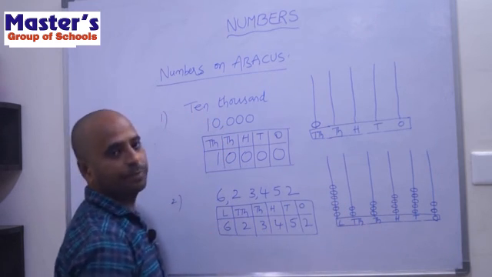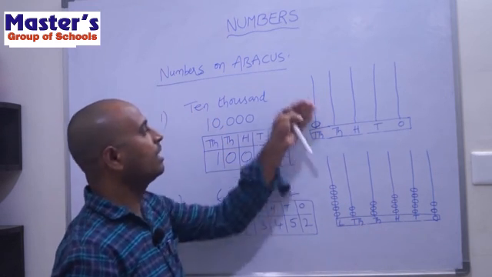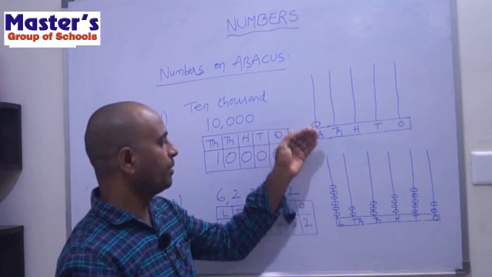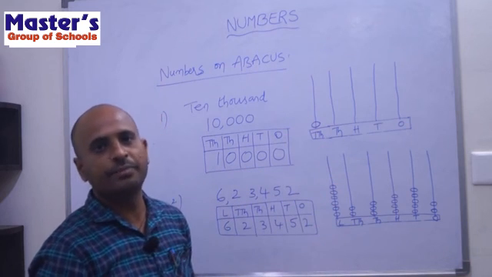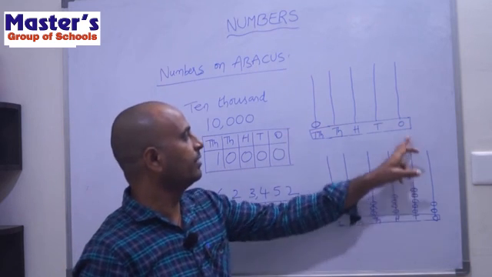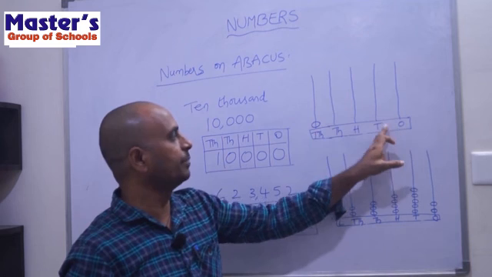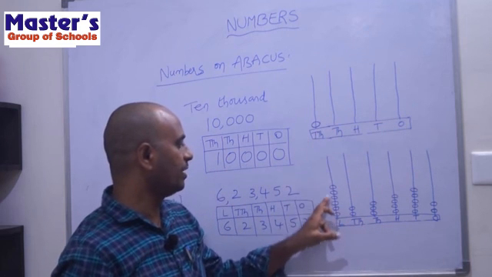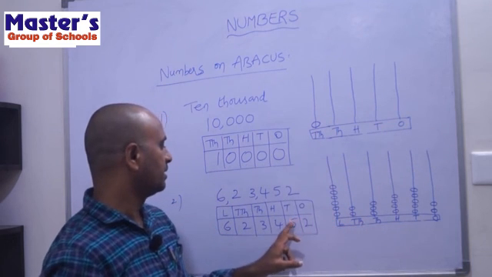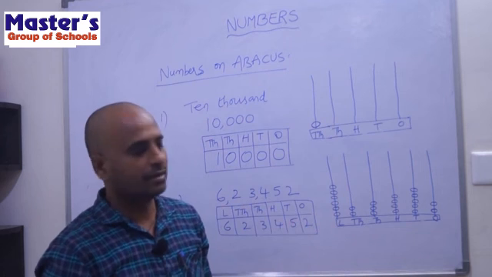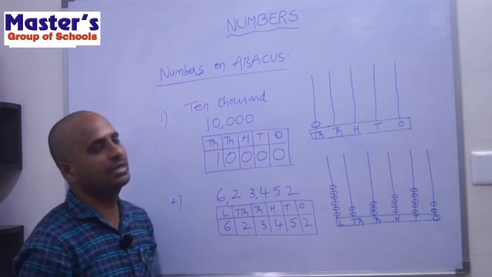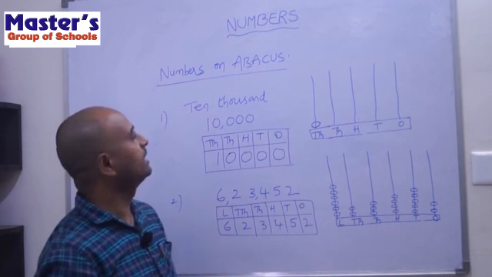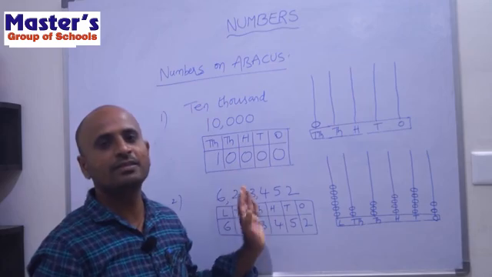So this is the representation of numbers on abacus. By using an abacus, we can represent any number. In an abacus there will be sticks. Each stick represents a place, and the number of beads represents the digit in the number. So the representation of numbers on abacus part is completed.